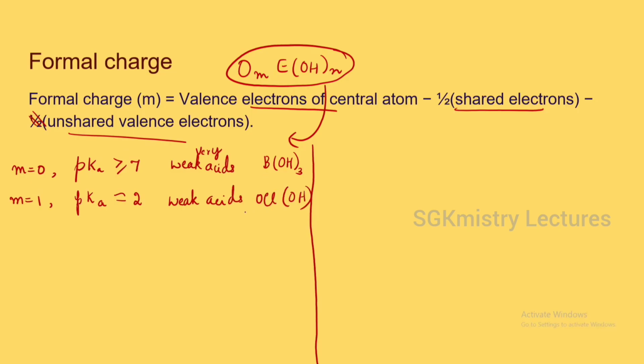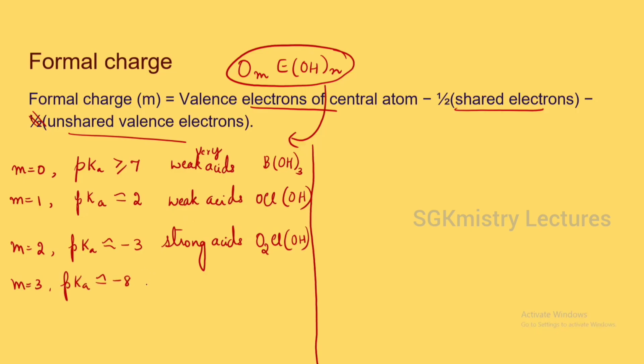So, we know that as the number of oxygen atoms increases, or in this general formula, as the value of m increases, the acidic strength becomes more, right? Then we have m is equal to 2, then the pKa value will be almost equal to -3, which indicates that these acids are strong acids. For example, we have O2Cl(OH). Similarly, if m is equal to 3, then the pKa value will be almost equal to -8. So we have very strong acids, for example O3Cl(OH).